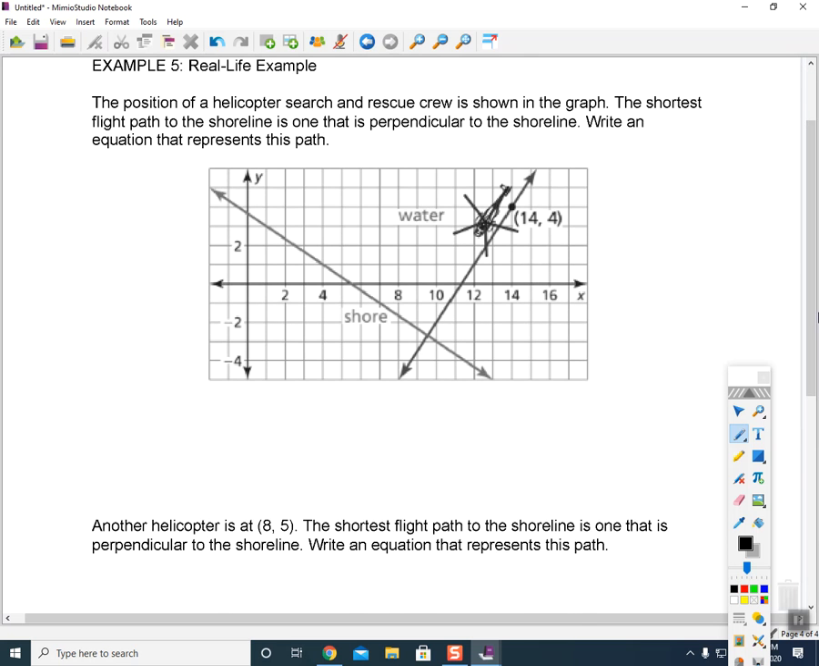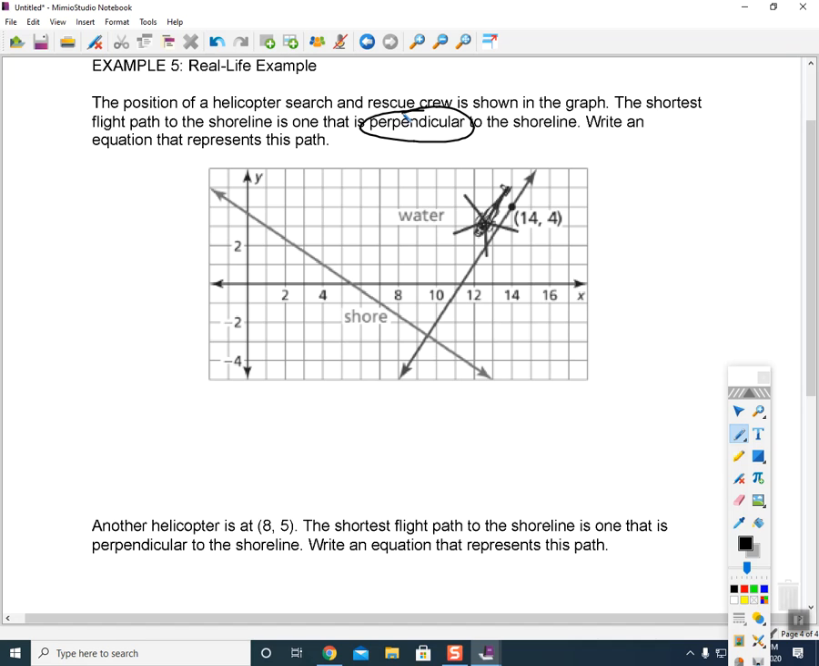The position of a helicopter search and rescue crew is shown in the graph. The shortest flight path to the shoreline is one that is perpendicular to the shoreline. Write an equation that represents this path. Okay, so perpendicular means that my slope is going to be an opposite reciprocal. So the first thing I need to do is figure out, well, what is the slope of my shoreline?